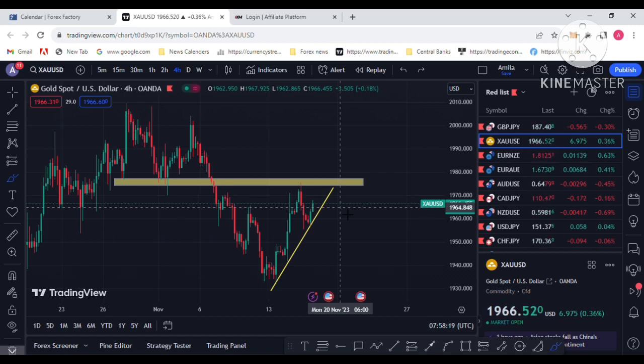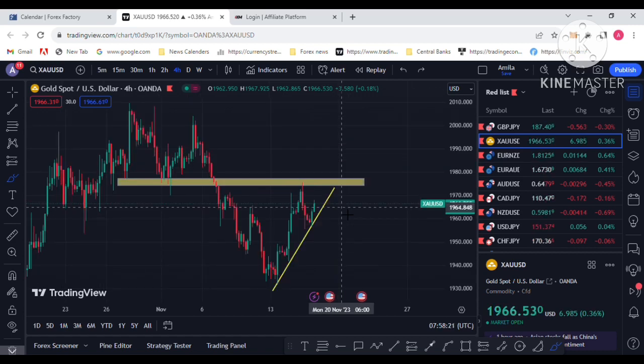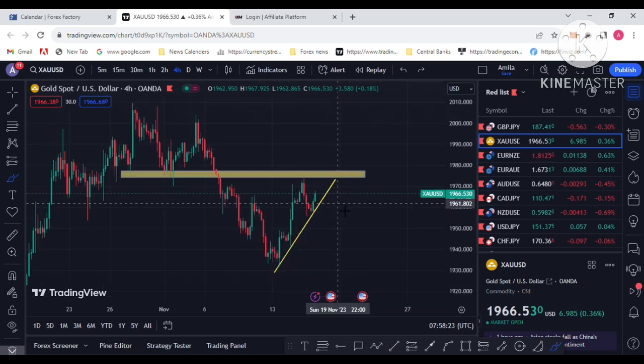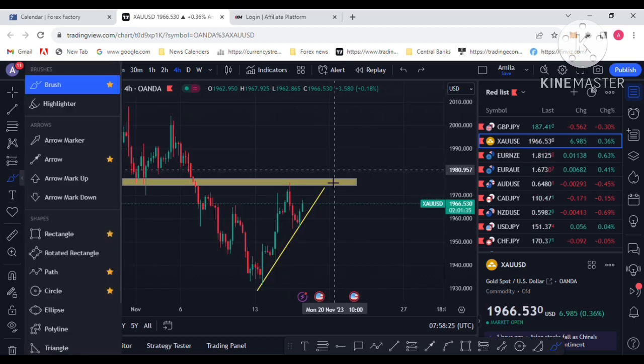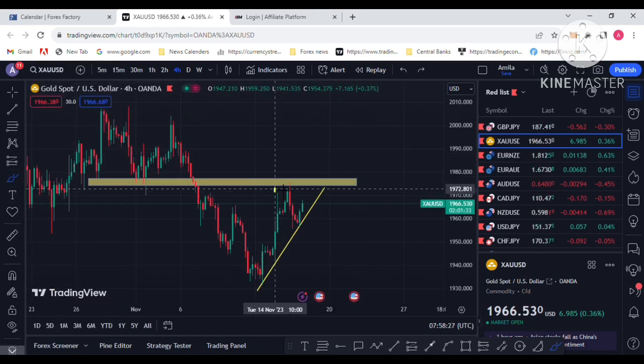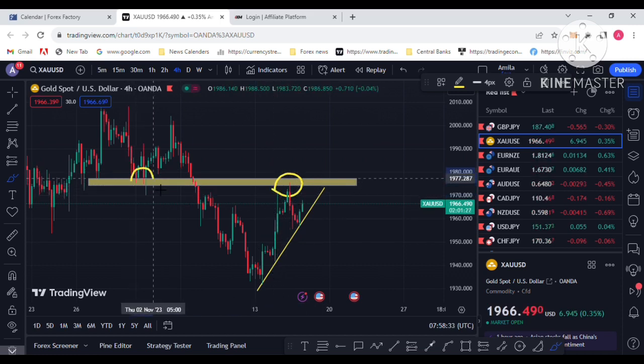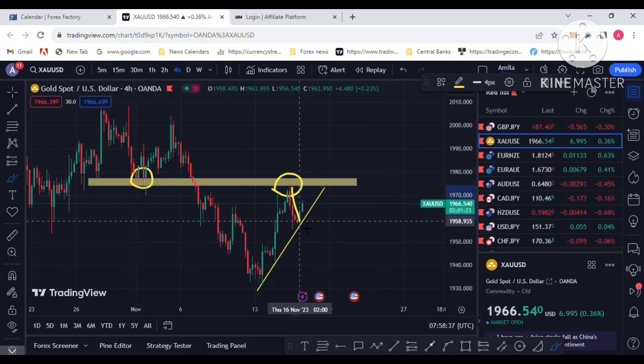So this is the 4-hour chart. I am hoping for two options in my technical analysis. The first option is price will break the 1970-75 level. I am seeing this level as the most important level. Price drops, and again breaks this trend line and goes to the upside.